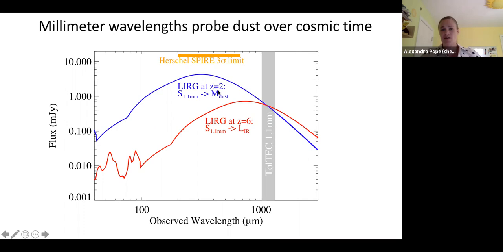So for a galaxy at redshift of 2, when you're in the Rayleigh-Jeans tail, these millimeter wavelengths are great tracers of the total dust mass of the galaxies. And as you shift the spectrum to even higher redshifts, redshift 6 or beyond, you start to probe the peak of the infrared bump, which is a very good tracer of the total infrared luminosity or the dust obscured star formation rate.